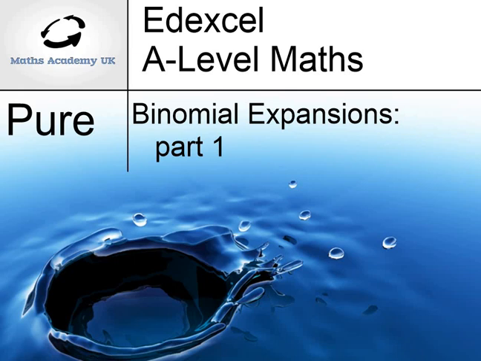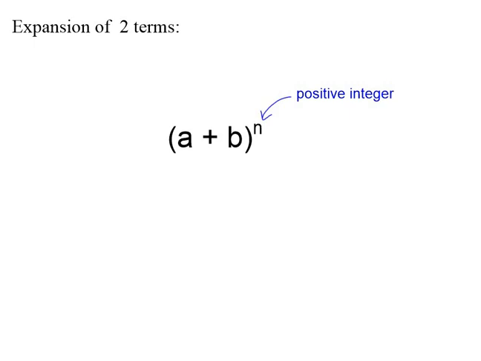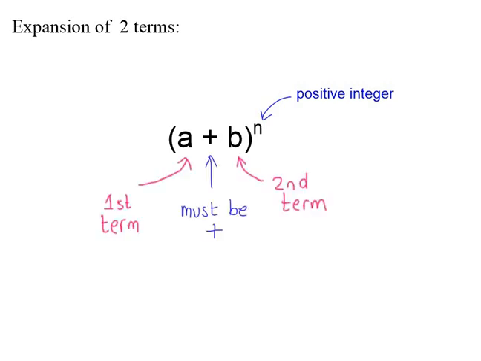Binomial expansions, part 1. The expansion of (a + b) to the power of n, where n is a positive integer. And we have our two terms, the first term, the second term, and this must be a plus in between.